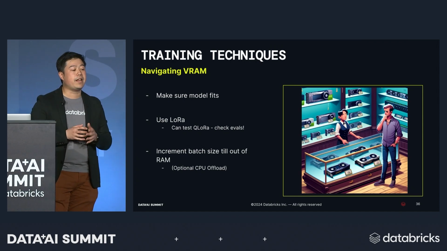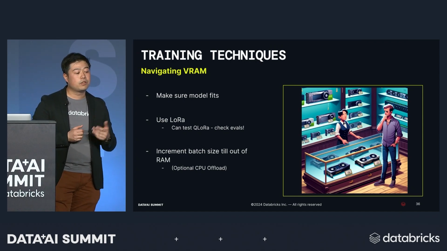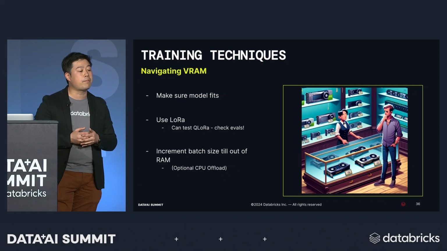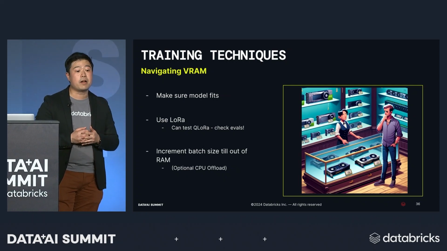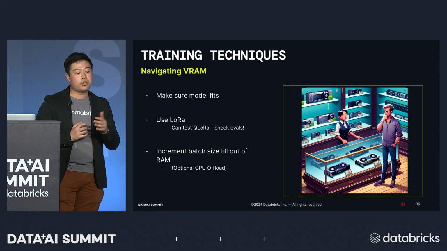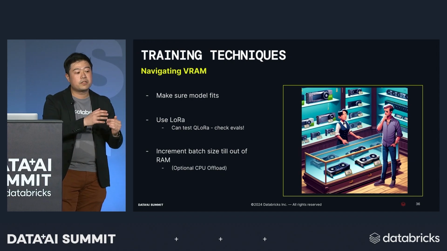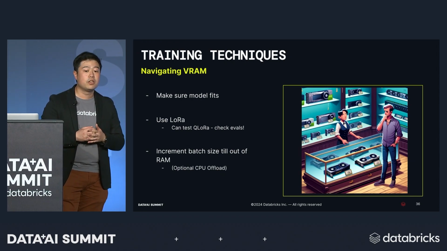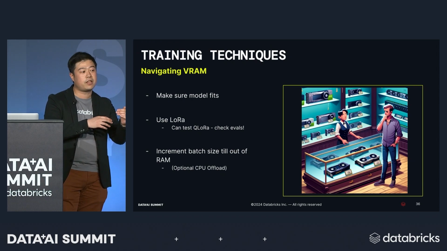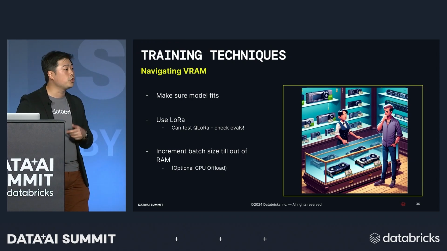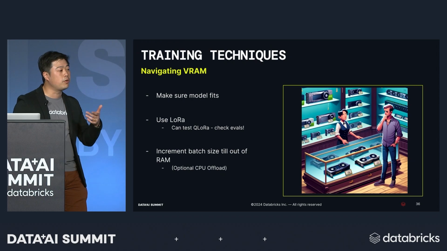So in terms of navigating this, first thing, make sure the model fits. Use LoRA, and you can test QLoRA as well, but use the evals to decide which way you want to go. Then increment the batch size until you max out on RAM. It's not important to optimize for 100% GPU utilization with only, say, 1 megabyte of free VRAM left, because there might be occasional spikes in VRAM usage. If you increment batch size to the limits, you might get crashes partway through. So you want to make good use of your VRAM resources, but always leave a bit of a buffer when you're setting it up.